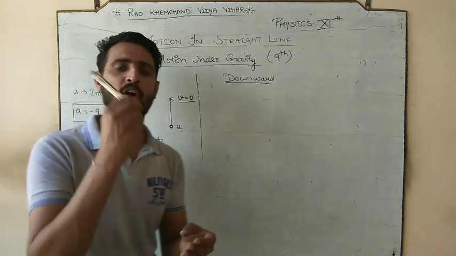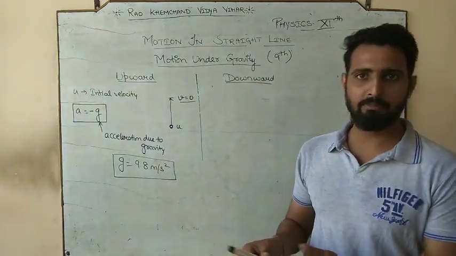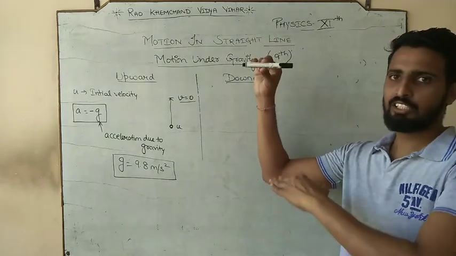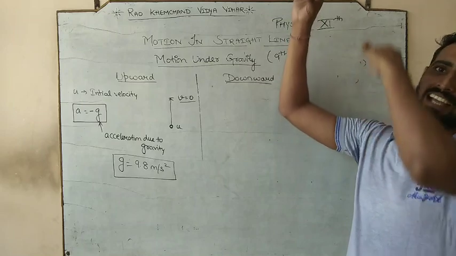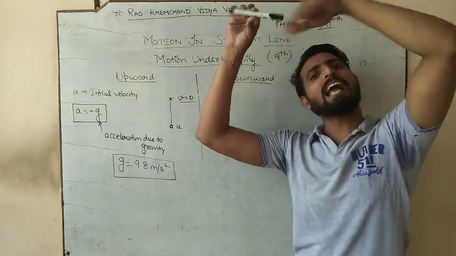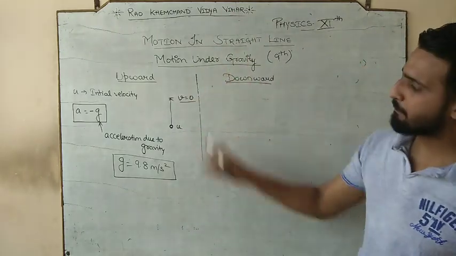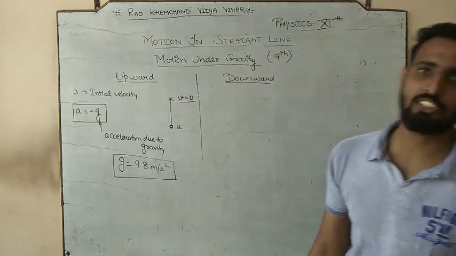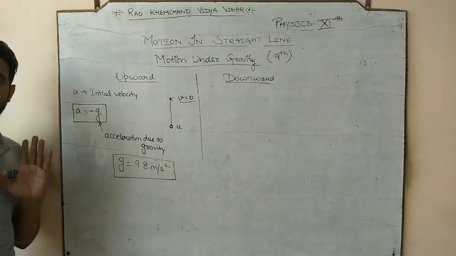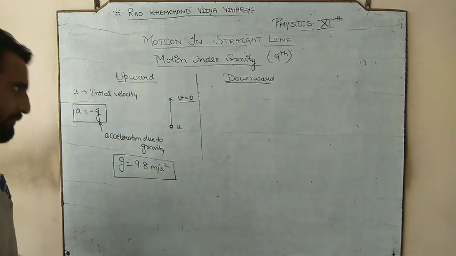Means when you throw a body up, जब भी आप किसी भी body को ऊपर throw करते हैं, so initially आपने कुछ velocity दिया, but up to the highest point its velocity decreases, and at the highest point इसका velocity क्या हो जाएगा? 0, and then it starts falling downward, but that is a different motion. So in upward motion we would have some initial velocity, but in upward motion acceleration would be taken as negative g and final velocity would be taken as 0.